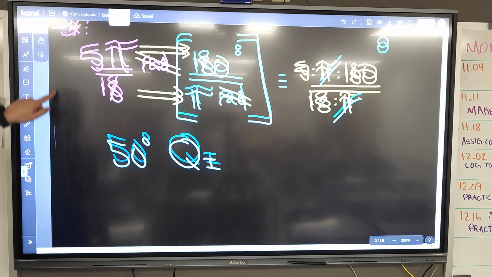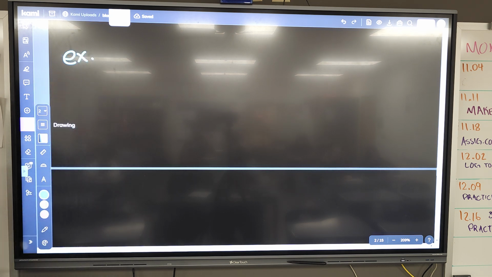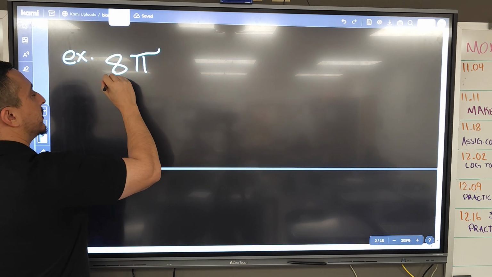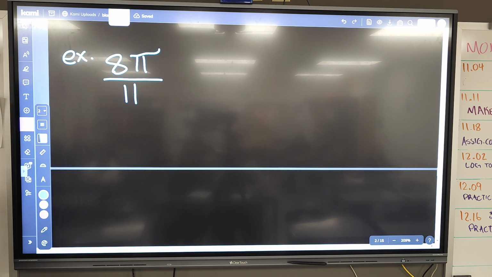Okay, Jennifer, give me a number between 1 and 9. Okay, let's do 8 pi. And then I'm going to pick the bottom number. Let's do 11. So my question to you would be, what quadrant is this in? Well, I don't know. But if you can convert it to degrees, then that's a super easy question. So convert it to degrees.